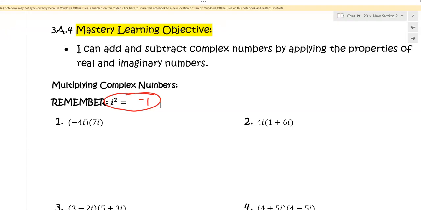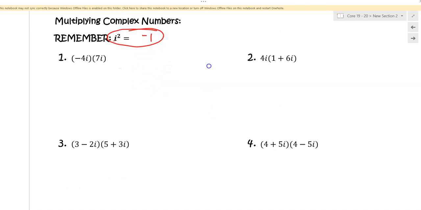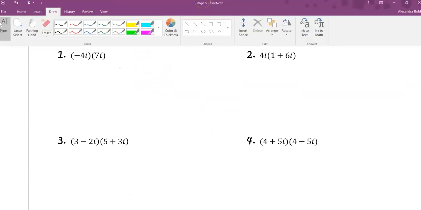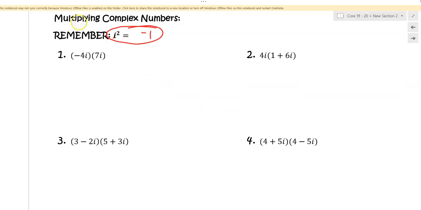Other than the one little piece where we have to use that i squared, multiplying complex numbers is exactly the same as multiplying polynomials in KC2. So looking at number 1, I have -4 times 7, which is 28, and i times i is i squared.